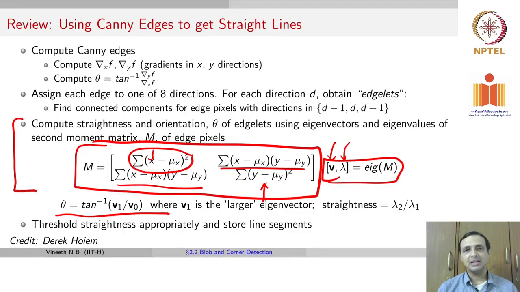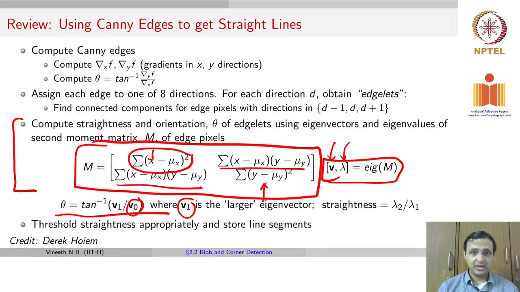Remember here that M is a 2 cross 2 matrix, which means you'll only have 2 eigenvalues at maximum, and you're going to take the eigenvector corresponding to the larger eigenvalue, and we call that V1, and V0 is the other eigenvector. So if you take a tan inverse of these two vectors, that theta will give you the direction of that overall edgelet. In case you are finding this difficult to understand, please go back and read principal component analysis, and you'll be able to connect that to this particular idea.